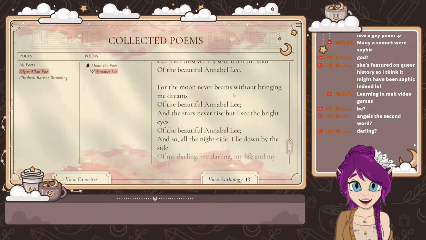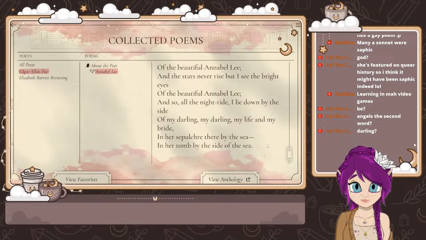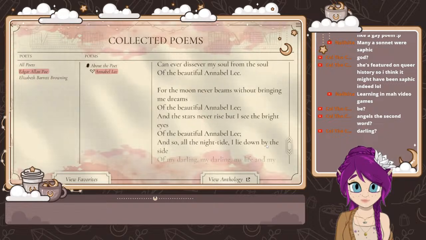For the moon never beams without bringing me dreams of my beautiful Annabel Lee, and the stars never rise but I see the bright eyes of my beautiful Annabel Lee. And so, all the night tide I lay down by the side of my darling, my life and my bride, in her sepulchre there by the sea, in her tomb by the side of the sea.